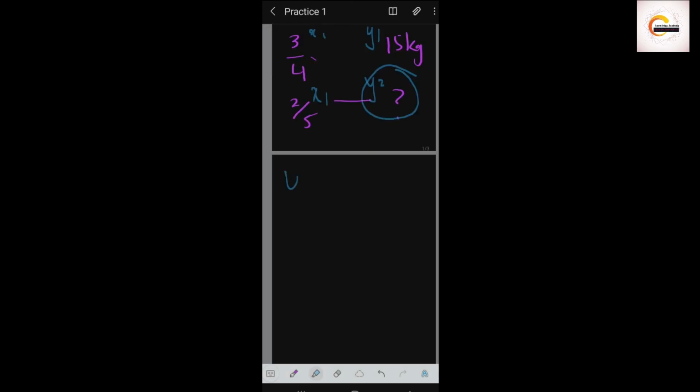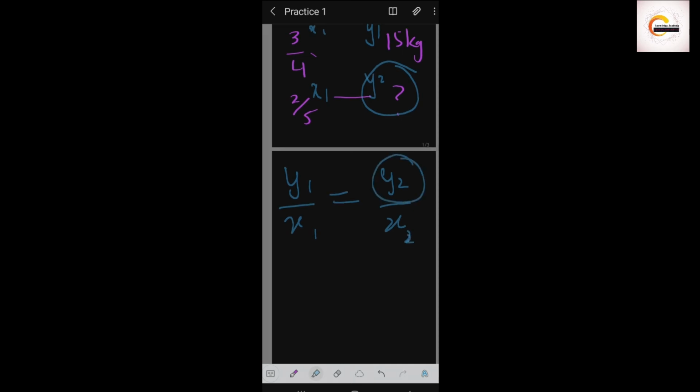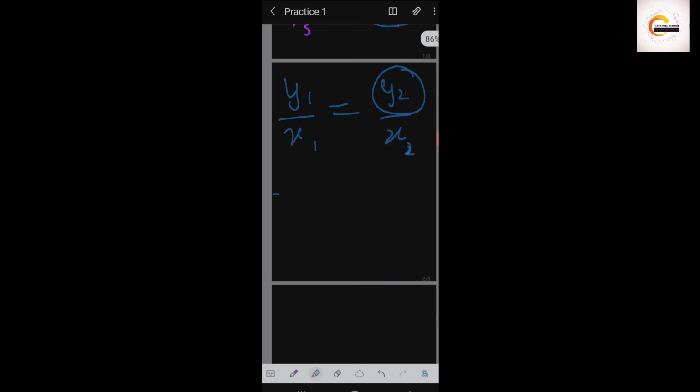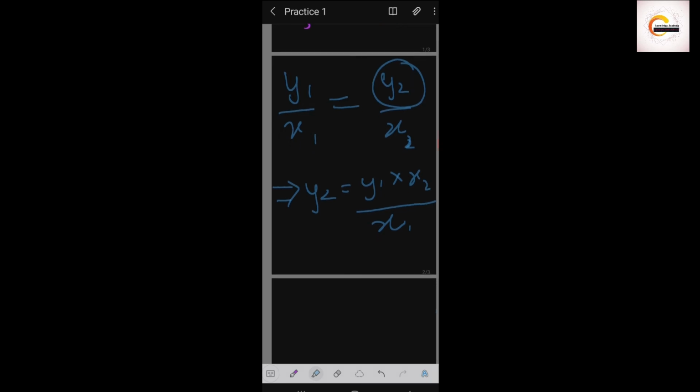And we know the formula y1 upon x1 is equal to y2 upon x2. y2 is unknown. So keeping y2 on one side, y2 is equal to y1 multiplied by x2 upon x1.